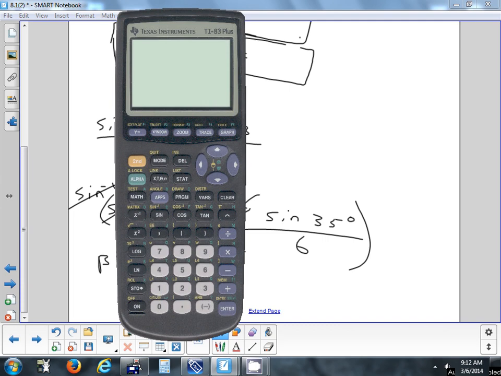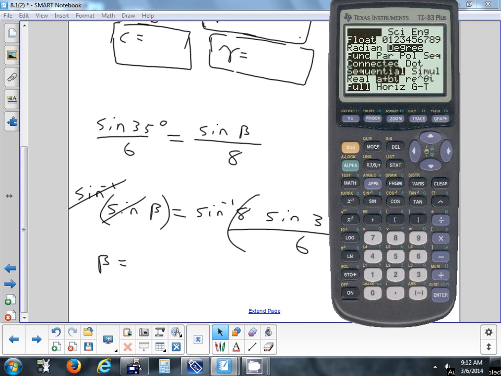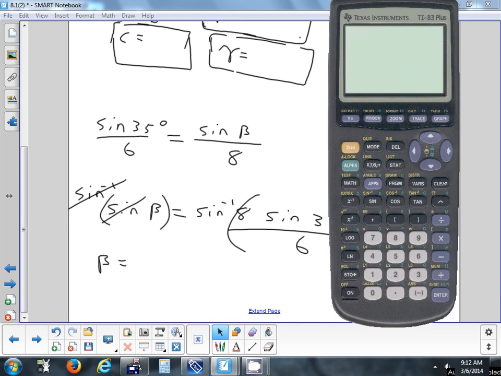We'll round it just like we did yesterday to three decimals. Okay, make sure you're in degrees, and type 8 sine 35 divided by 6. Just by looking at that number, how do I know I'm going to have at least one answer now? Because it's under 1. If that number was bigger than 1, then I'd know there's no solution. So take the inverse sine of that answer, and that's one answer: 49.886.